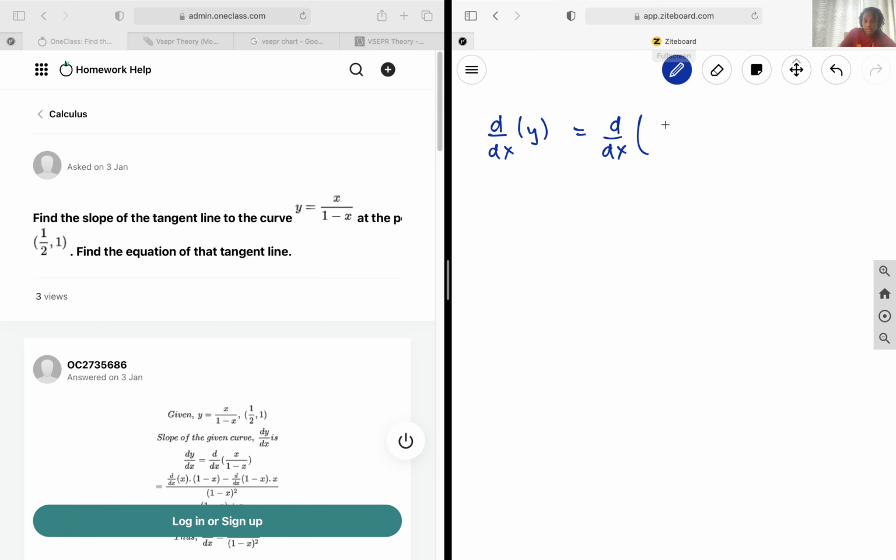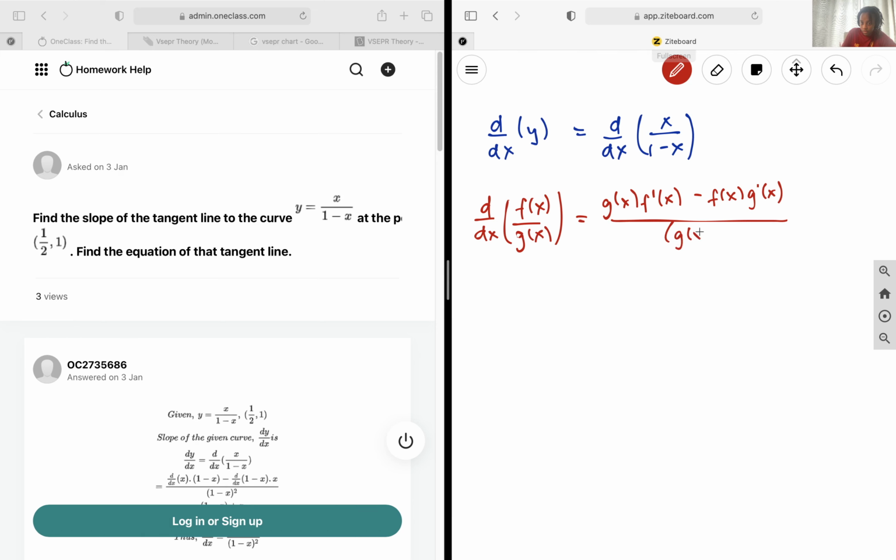And so we can put in our y. It's going to be d over dx of x over 1 minus x. And then next up, we're going to make use of the quotient rule. So let's just write that down quickly. d over dx of f of x over g of x is going to be equal to g of x times the derivative of f of x minus f of x times the derivative of g of x, all over g of x squared.